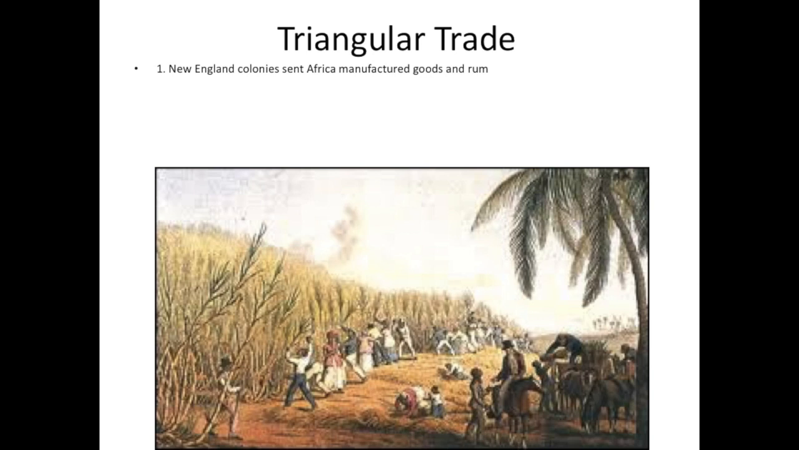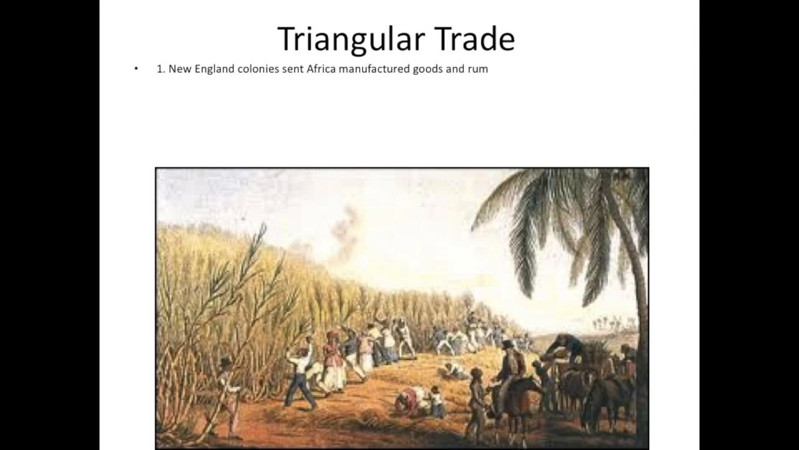So manufactured items, especially guns, are going to be popular in Africa. It gives African tribes power over each other. Rum is going to be popular for the same reason that it's popular among a lot of people today. And so that is what gets sent. So New England sends some of this stuff to Africa. Sometimes New England sends raw materials to England that then get sent to Africa, manufactured goods, oftentimes guns and rum.